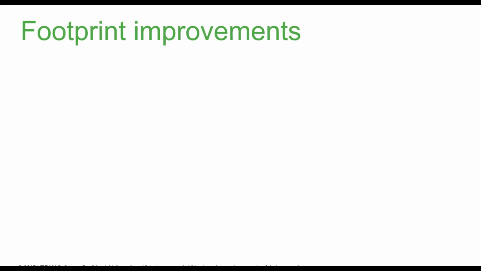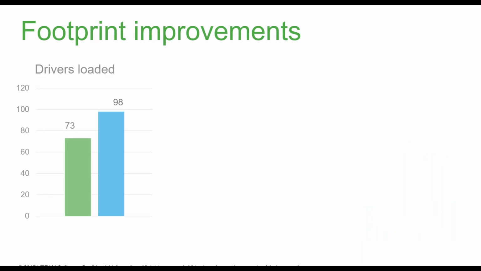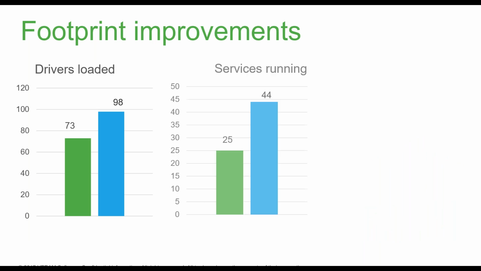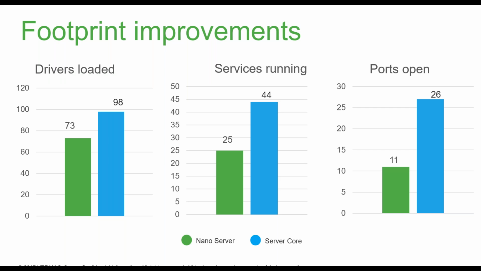And to visualize what the improvements are, here is a comparison between Nano Server and Core Server. So not even the full server, but the Core Server. As you can see, regarding the number of drivers, 73 compared to almost 100. Number of services, almost half of it. The same for the number of ports. So many fewer open ports, fewer services.